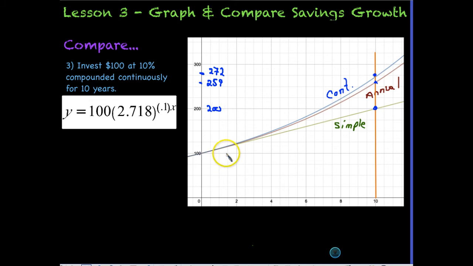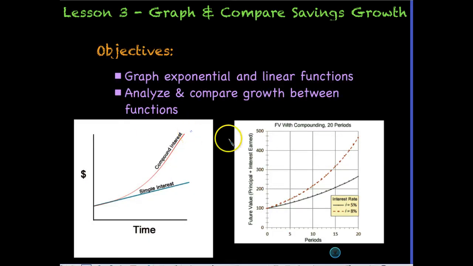We can analyze and say, how much interest do we earn? Well, we started with 100. So if we started with 100, that means we would earn $100 of interest in 10 years if we compounded using simple interest. We would earn $159 after 10 years if we compounded using annual compounding, and we would earn $172 if we had continuous interest over the 10 years. And that concludes our lesson today on graphing and comparing the savings growth between exponential and linear functions.